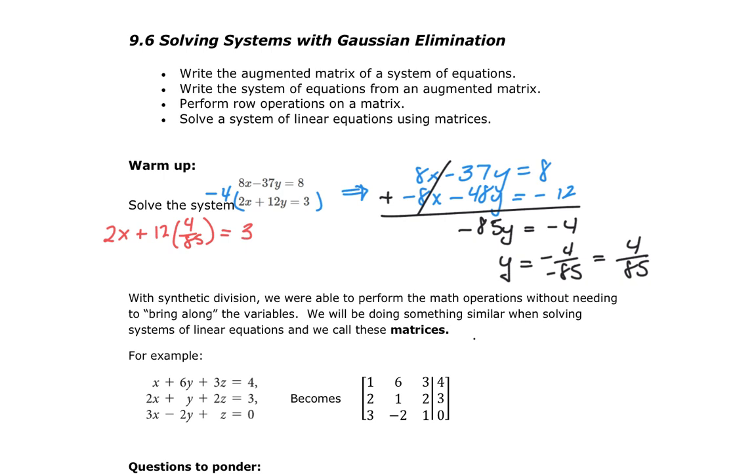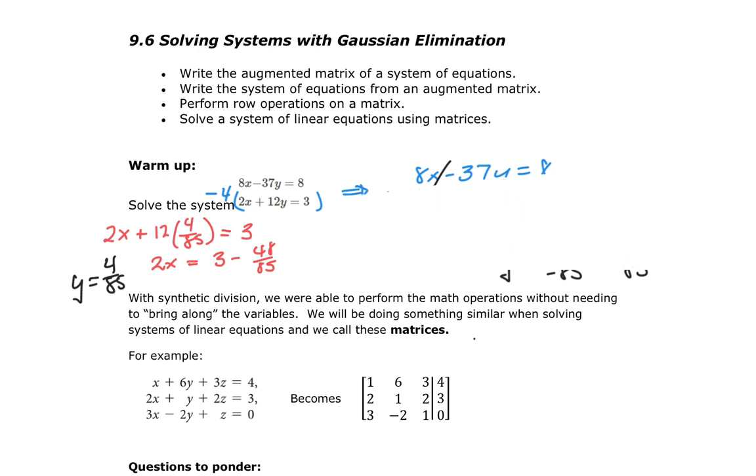So I'm going to go ahead and move the 48 over 85 to the other side. 2x is equal to 3 minus 48 over 85. And then I'm going to go ahead and make a single fraction on the right-hand side. So I'm going to take that 3 and multiply by 85. Actually, let me write down what y is first. Y is equal to 4 over 85. Okay, now I'm going to erase this so I can have this space.